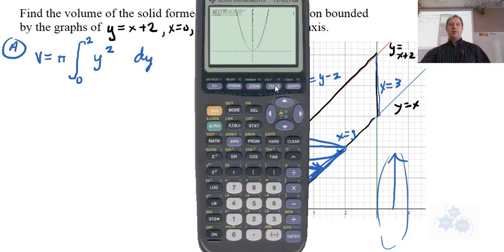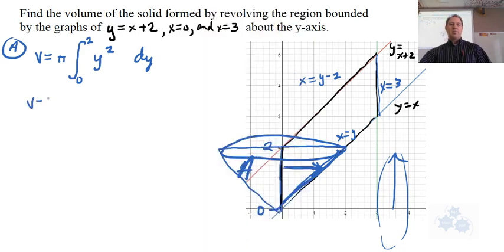So second function, trace button is the calculate menu, and down here, 7 is integral. See that? So 7, lower limit is 0, enter. Upper limit is 2, enter. And it'll show you the area under the graph, and it'll give you this number, 2.67, so that's 2 2/3, right? Pi, which is 8 over 3.